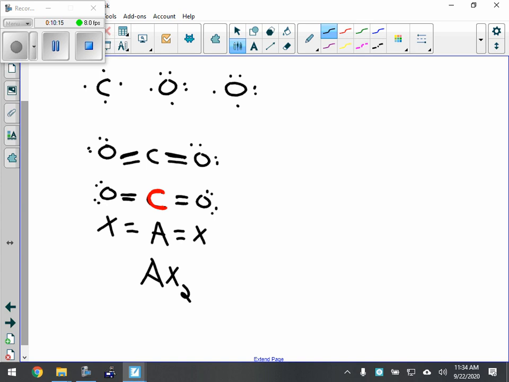Once I know that, I say, hey, AX2, I studied, so I know that this is linear. Linear has a bond angle of 180, and it looks like this. It looks like a line. This bond angle right there is 180, between bonds. Now it's going to sound stupid, but it has to be between bonds. We'll talk about that tomorrow. We'll stop there for today.